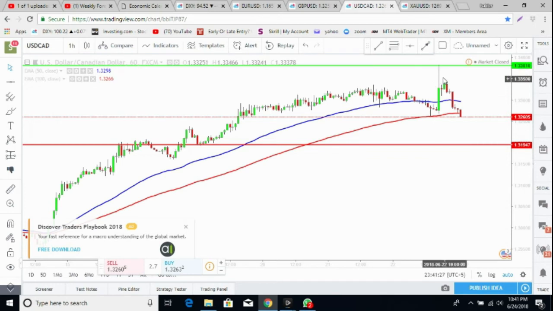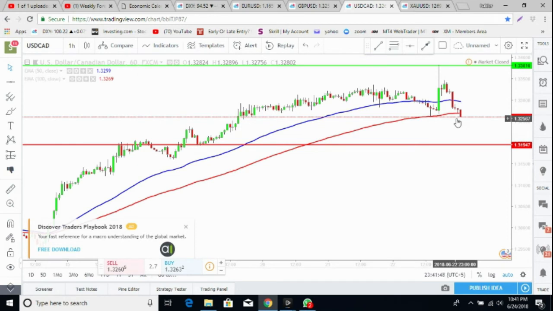The other day I shorted USD CAD after the news spike. I just shorted here. In the beginning we were long, we had a pending buy order, all of us, we made some good money, and then after that I shorted it, and it's still running, and I'm very happy with this trade.